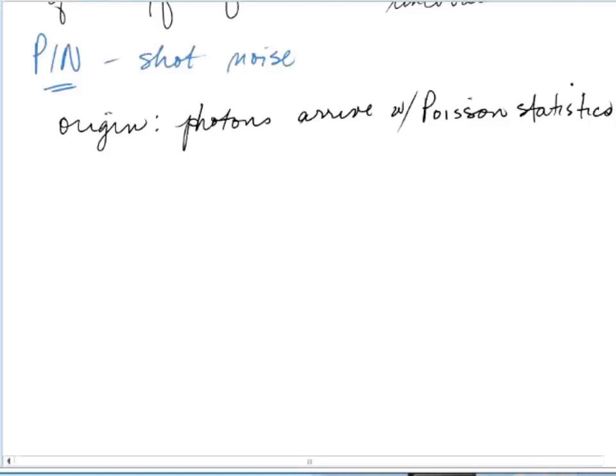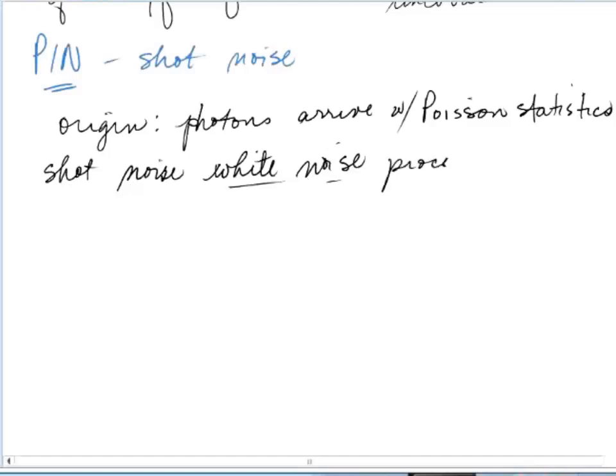It's a white process. So shot noise is a white process. And although if we speak rigorously it's a Poisson process, in the regimes of operation in most telecom systems it is well approximated as Gaussian. So it's a white noise process, well modeled as Gaussian.